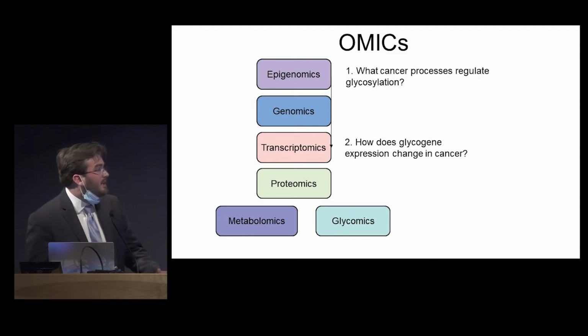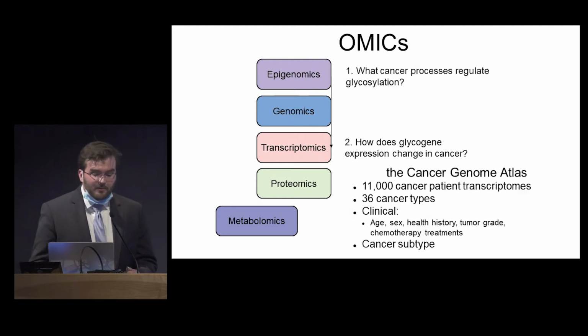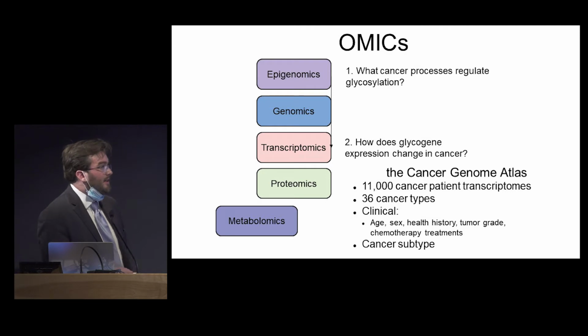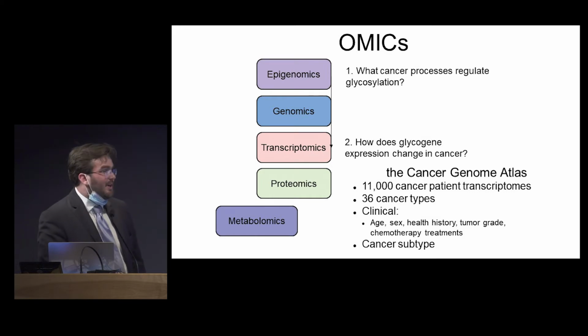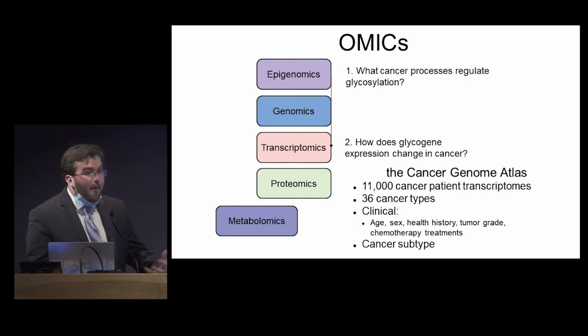What types of glycans can we expect by analyzing this level of data? In order to help us do this, as Sriram mentioned in his introductory speech, we have this enormous data set called the Cancer Genome Atlas, which is a compendium of over 11,000 cancer patient transcriptomes, measuring how much genes change across 36 different cancer types. Associated with this is clinical metadata such as age, the sex of the patient, health history, tumor grade, and chemotherapy treatments, as well as cancer molecular subtypes, which I'll go into later.